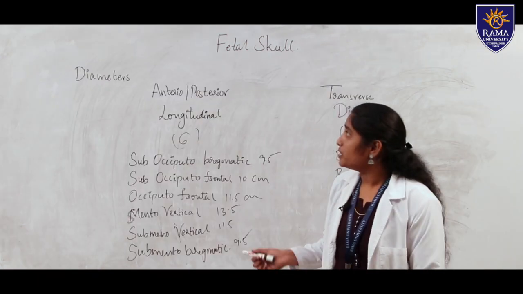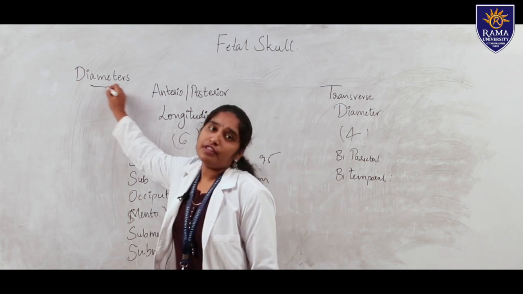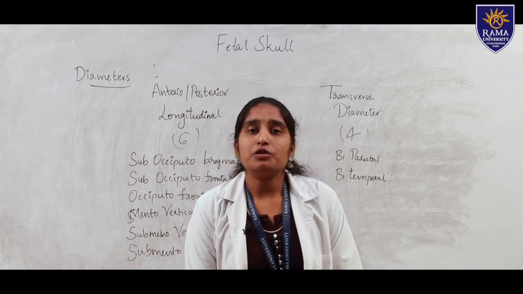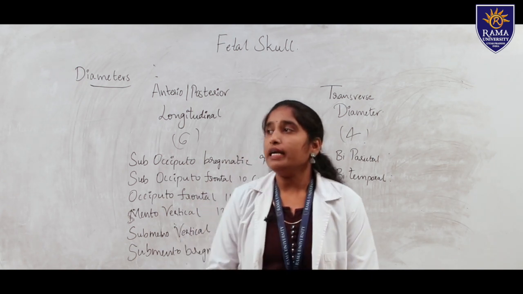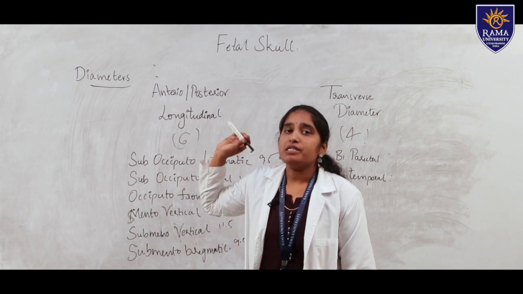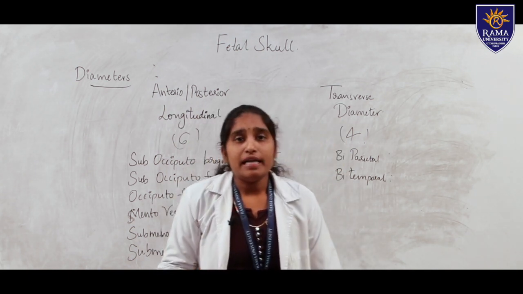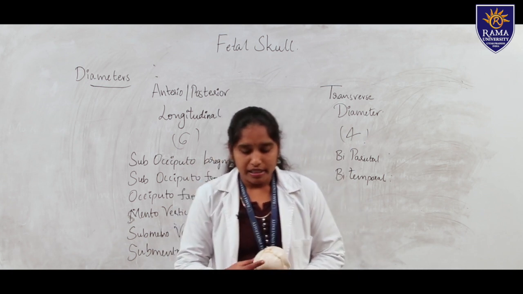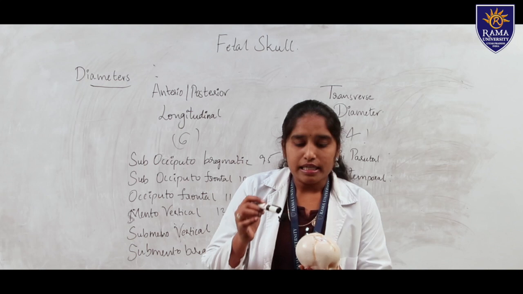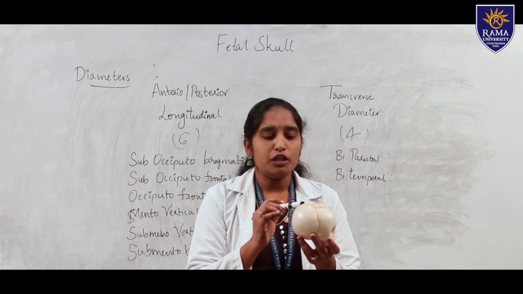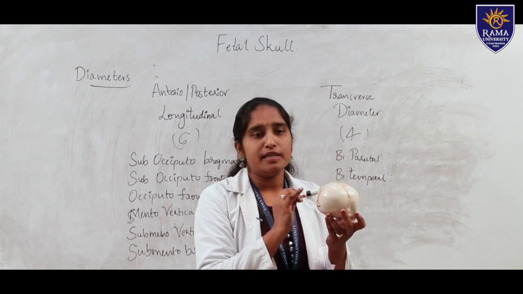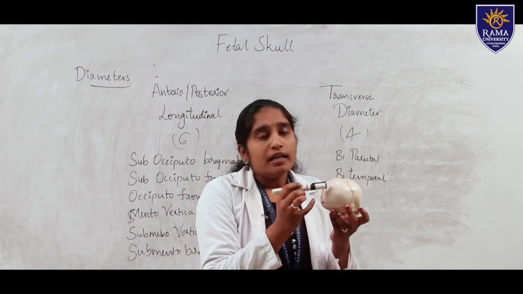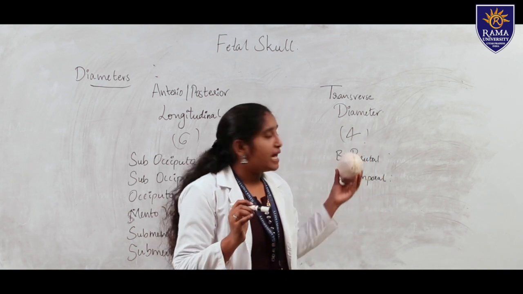Next, moving on to the diameters of the fetal skull. Here you can observe there are 2 types of diameters: the anteroposterior or longitudinal diameters, and the transverse diameters. We can observe the transverse diameters, the biparietal diameter and the bitemporal diameter. The biparietal diameter is the distance between the two parietal eminences. It is called the biparietal diameter.